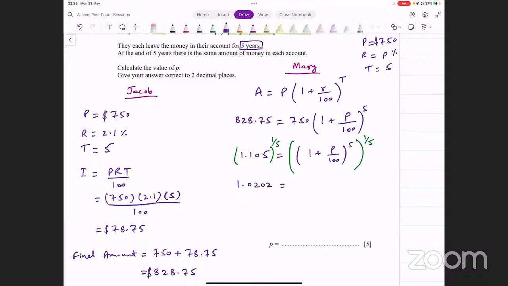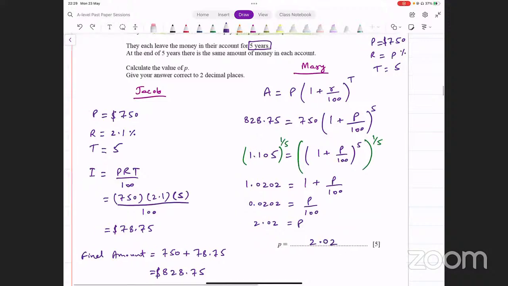On the right side, you've got 5 here, you've got 1/5 here, these will cancel, you're just left with 1 plus p over 100. Okay. Now 1 will go to the left side and that's going to give you 0.0202 equals p over 100, and p is going to turn out to be 2.02. So you have the value of p, you write the value of p there, that turns out to be 2.02 and that's your final result there.